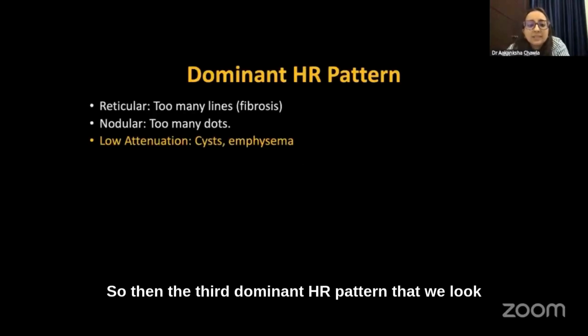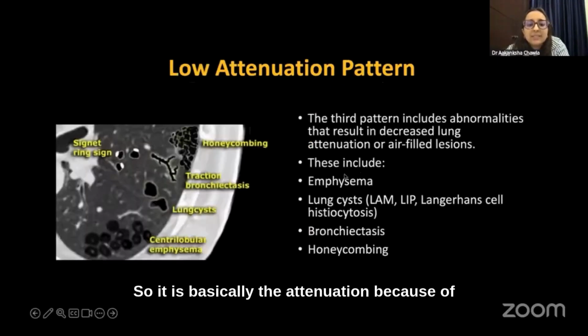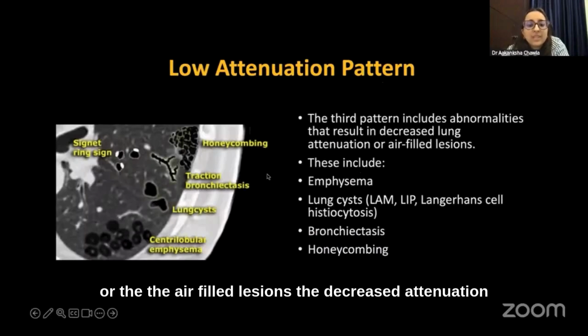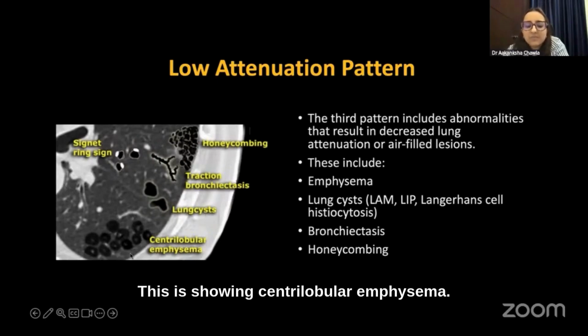So then the third dominant HRCT pattern that we look at is the low attenuation, which is your cysts and emphysema, the black portion, right? So it is basically the decreased attenuation because of air-filled lesions, like in honeycombing, traction bronchiectasis, lung cysts, emphysema. This is showing centrilobular emphysema.